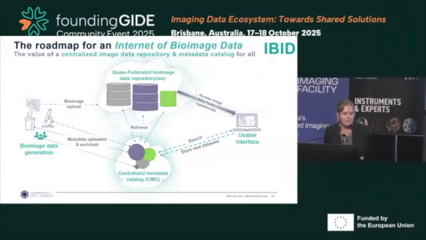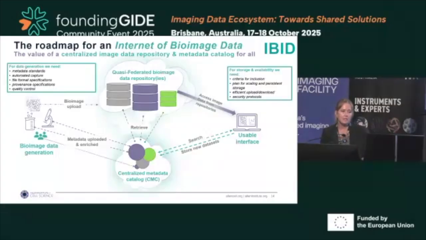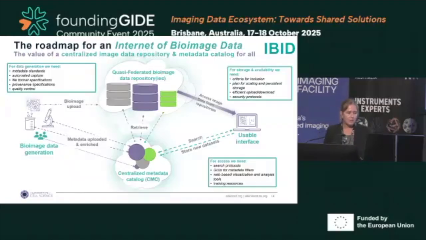This is the roadmap that the Image Data Sharing Initiative came up with. It's pretty much things that everyone has seen before. We just put it into this nice little diagram. And through a bunch of interviews with a lot of people from around the world, we came up with some specific requirements to build and enable this vision. For data generation, we still need to create metadata standards, automate captures, file format specification, provenance specification, and quality control. For storage and availability, we need criteria for inclusion, plans for scaling and persistent storage, efficient upload, download, and security protocols. And finally, for access, we really need search protocols, a GUI for metadata filters, web-based visualization and analysis tools, and not to forget training resources.